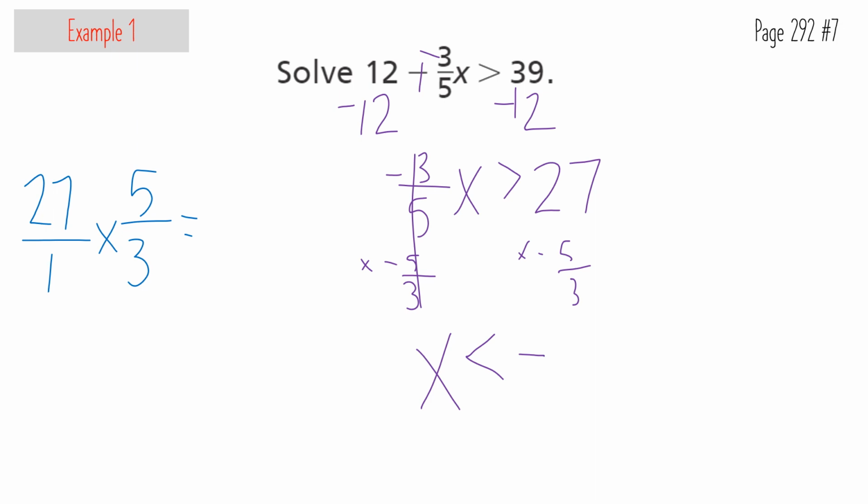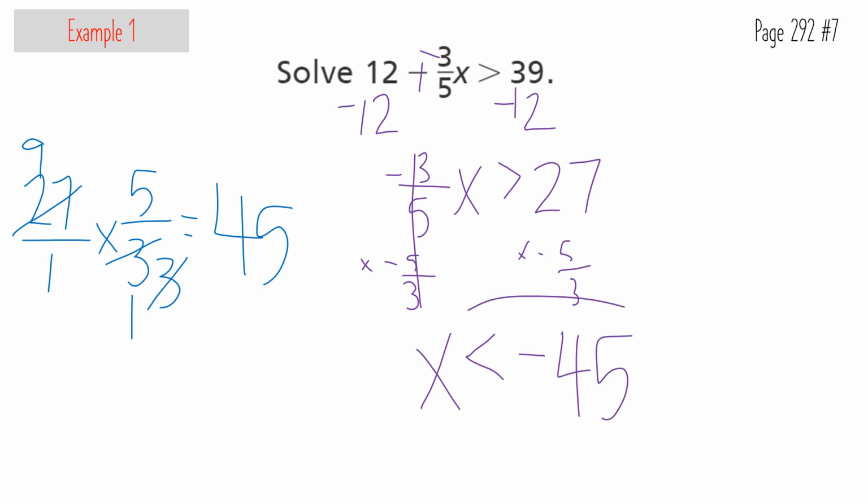And on my diagonal here, 27 and 3 both have a factor of 3. So I'm going to divide that out, to be left with 1 and 9. And 9 times 5 is 45. So x is less than negative 45 would be the solution to that inequality.